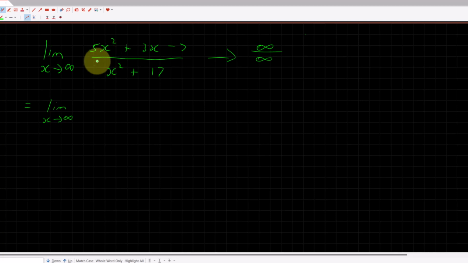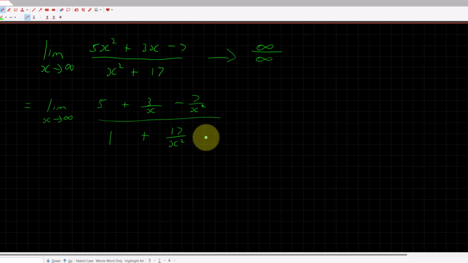So 5x squared divided by x squared will give us 5. 3x divided by 5x squared, the x on the top will cancel and we'll have an x on the bottom, and then we have 7 divided by x squared. What we do to the top line we need to do to the bottom line. So x squared divided by x squared will give us 1, and 17 divided by x squared. So by doing this step here, this normally allows us to solve the limit.